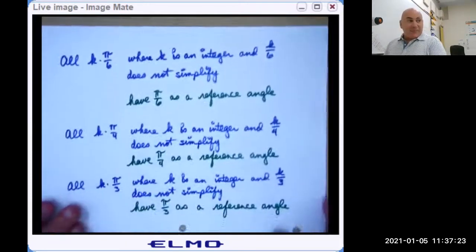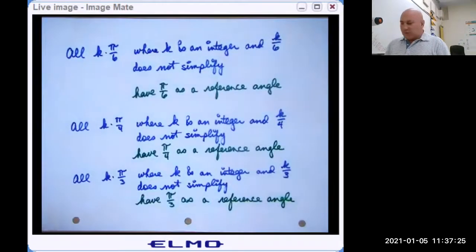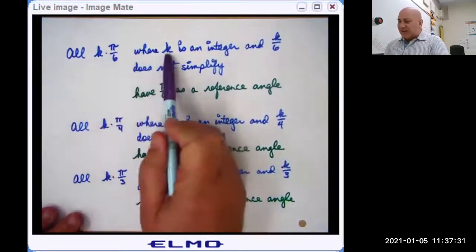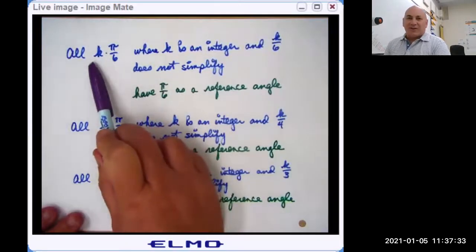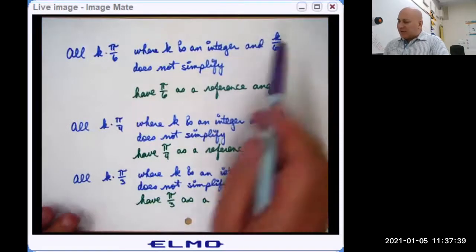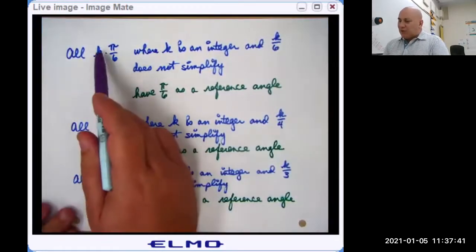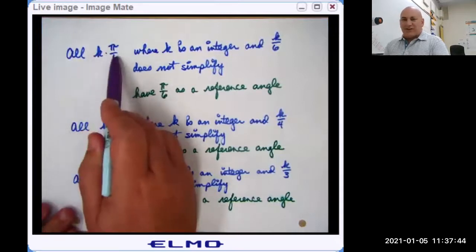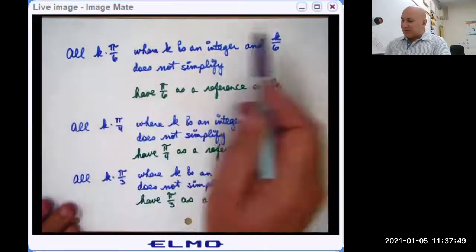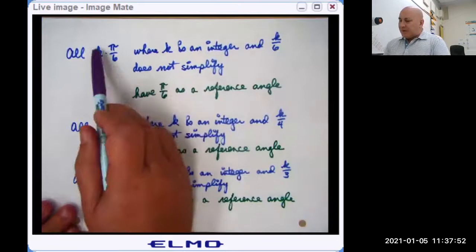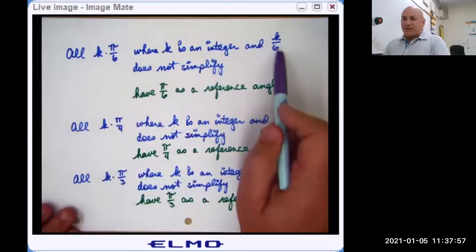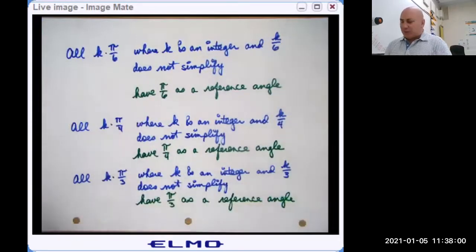All right, so this will make more sense to you later on, but consider any multiple of pi over 6, k pi over 6, where k is an integer, so I don't want 3.7 times pi over 6, and k over 6 doesn't simplify. In other words, 2 pi over 6 is not a pi over 6 now, that's a pi over 3, because 2 over 6 simplifies. But 5 pi over 6, 5 over 6 doesn't simplify. Okay, so that one works.